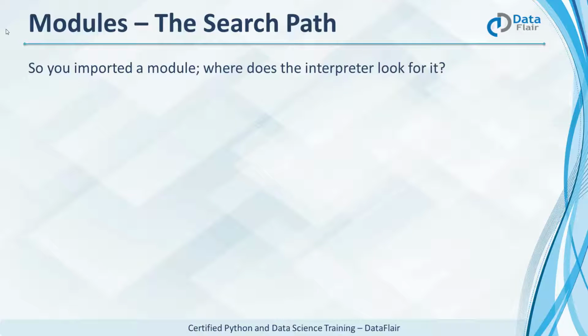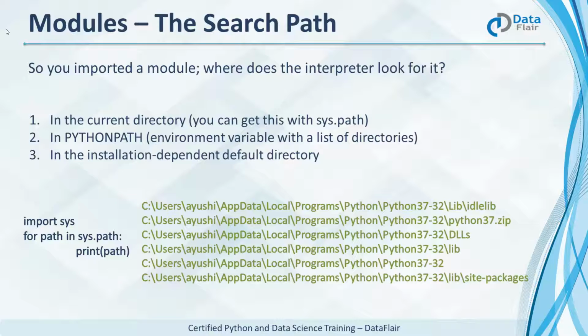Whenever we import a module, the interpreter looks for it in three places: the current directory, the Python path environment variable, and the directory of installation.